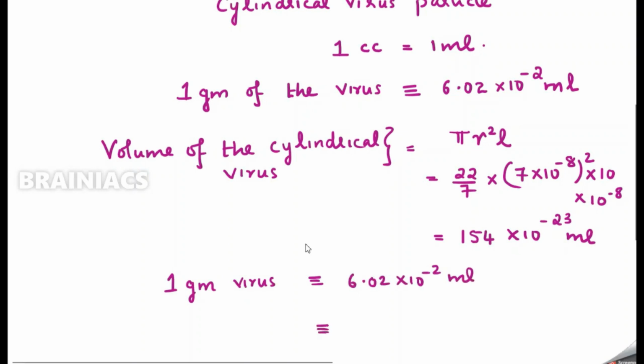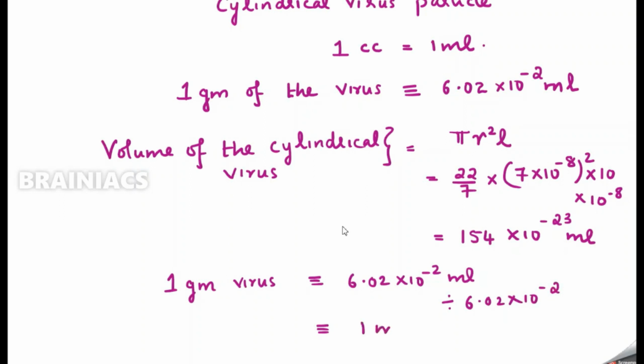Now let us calculate the mass of 154 into 10 power minus 23 ml of virus. So how can you calculate that? We need to convert this value to 154 into 10 power minus 23 ml. For that, we will first convert this to 1 ml. To make this 1 ml, we divide by the same number, 6.02 into 10 power minus 2. I will divide by this number.